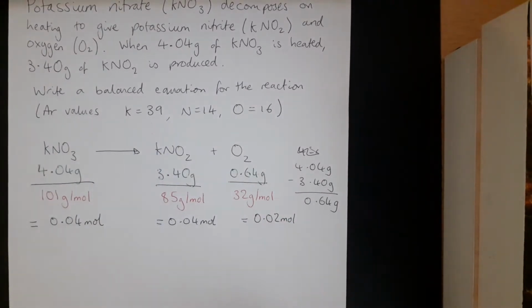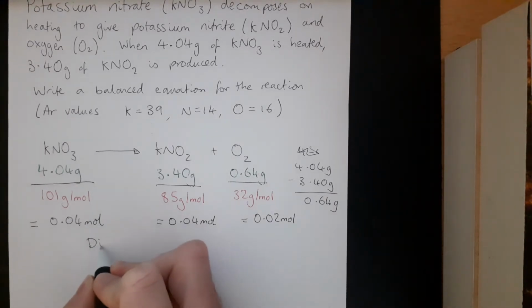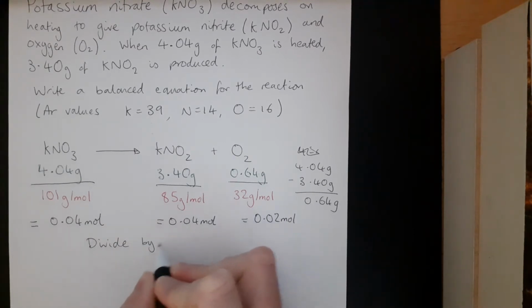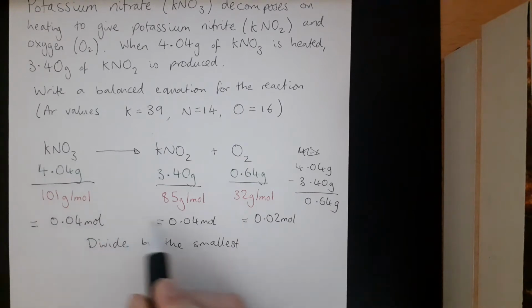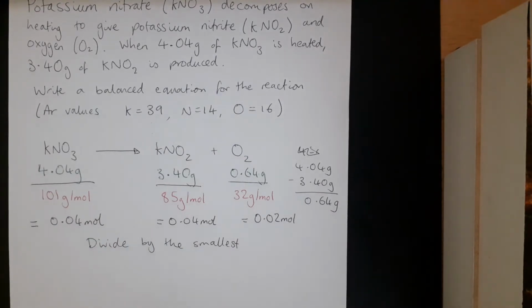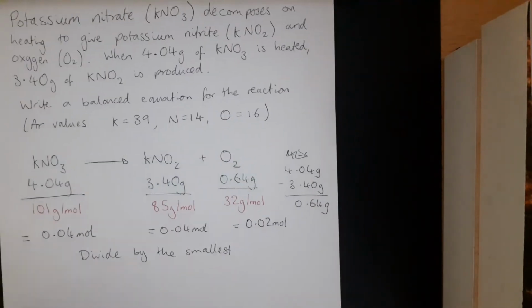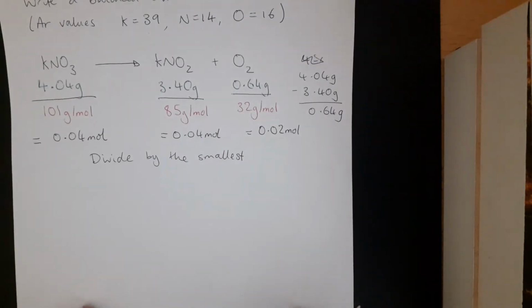Okay, so I've got my number of moles, but I'm not going to put this in the equation, right? We're not going to have decimals. We want it to be whole numbers. So to simplify this ratio to get it to whole numbers, we're going to divide by the smallest number. Out of these three numbers, the smallest one is 0.02. So I'm going to divide all of them by that.